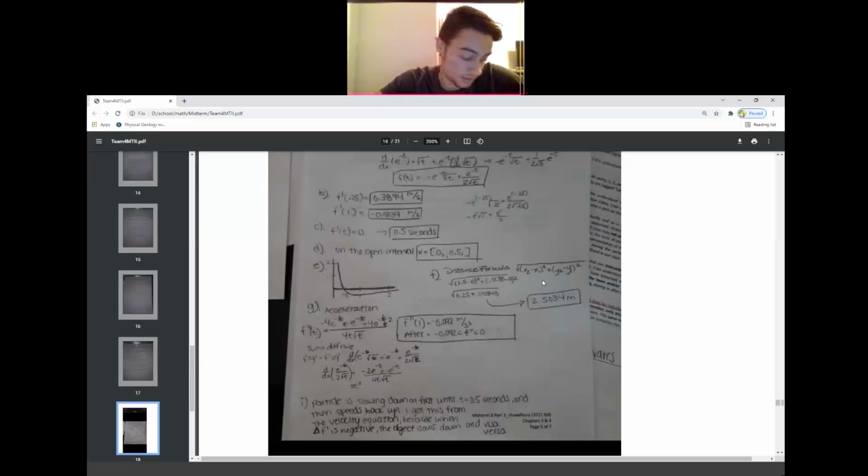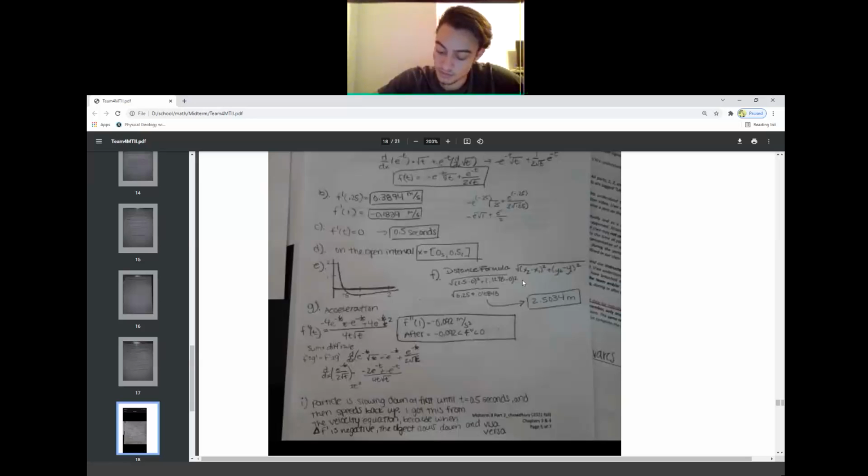So at 0, the distance of the particle was, of course, 0 meters because it hasn't moved yet at 0 seconds. And then at 2.5 seconds, it was 0.1298 meters traveled.